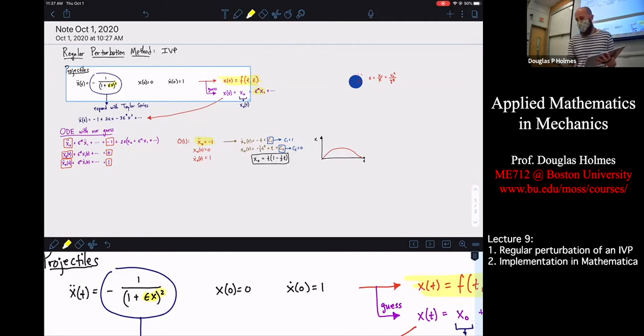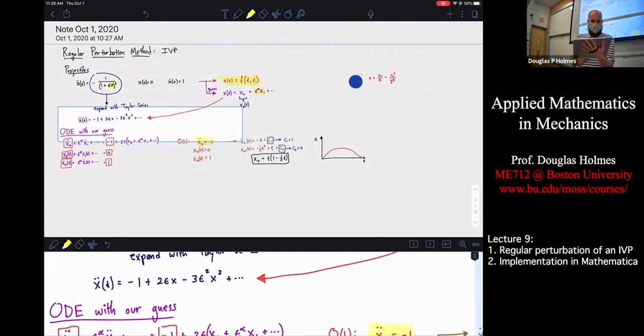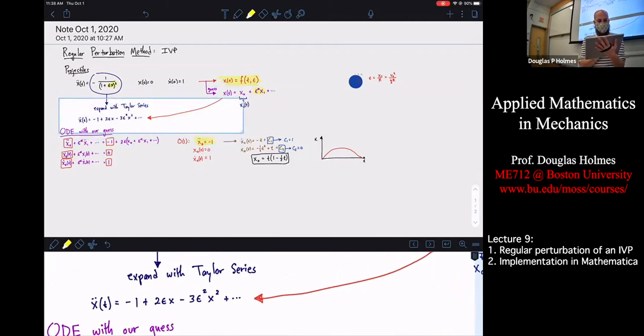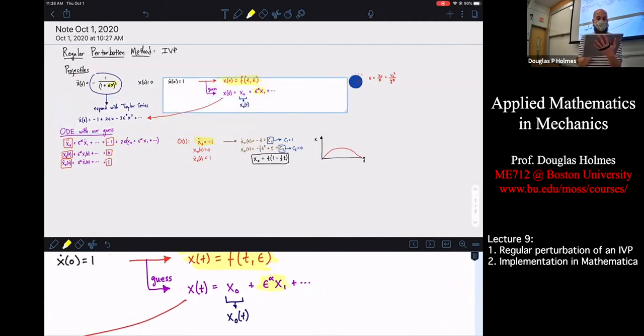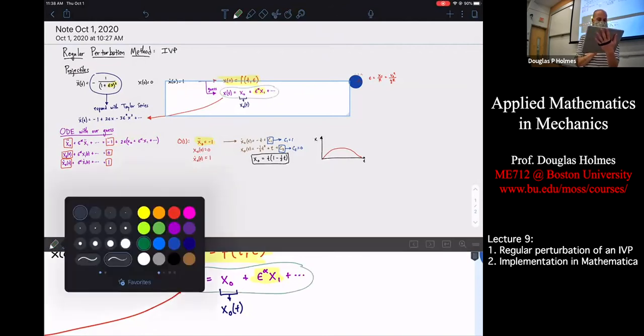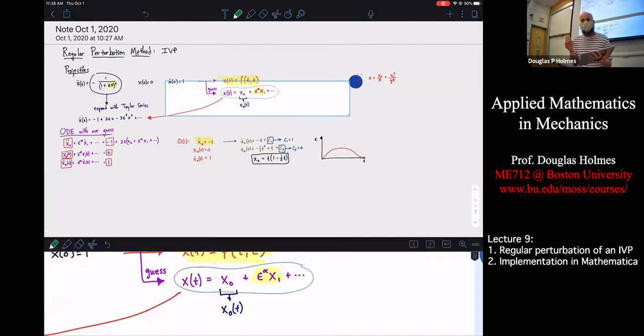Mm-hmm. Other questions? I have a question about the Taylor series expansion. For x of t, are we using a Taylor series expansion there too, and then plugging that into the second derivative of x of t? Yes. So you're talking about this term I'm circling in green. Yes, we are. So this is a Taylor series expansion.